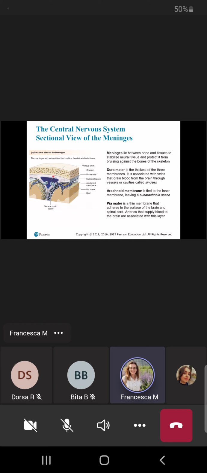Here you can see in detail the structure of meninges. So keep in mind that we have meninges that surround both brain and spinal cord. This is an example. We have the brain, but it's the same situation for the spinal cord. So you have the brain tissues in here. The first layer is the pia mater. It's a really thin membrane, and is important for the blood supply to the brain using the arteries.